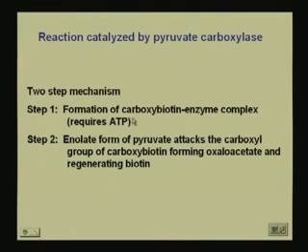In the formation of this carboxybiotin enzyme complex, it requires the linking with the lysine residue in the enzyme, because that is where the biotin is going to link. The second step has an enolate form of pyruvate that attacks the carboxyl group of the carboxybiotin, forming oxaloacetate. This reaction is a very important reaction in what is called carbohydrate metabolism, which we will see when we do bioenergetics.